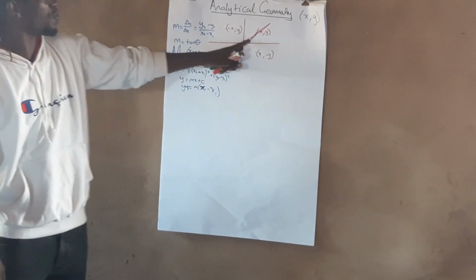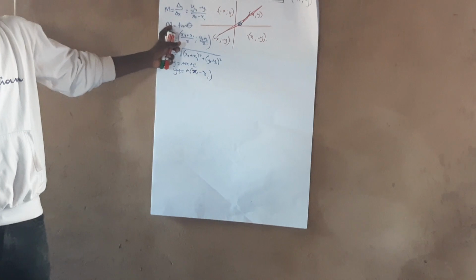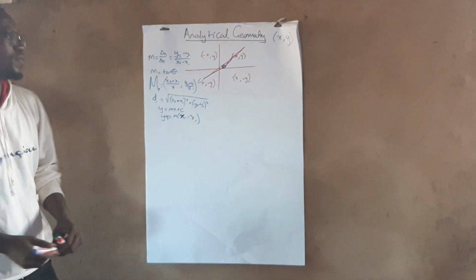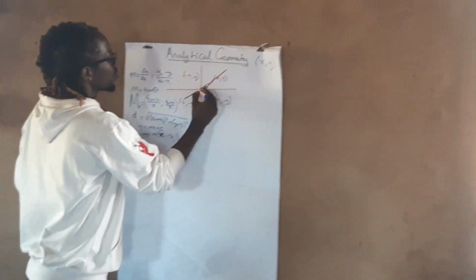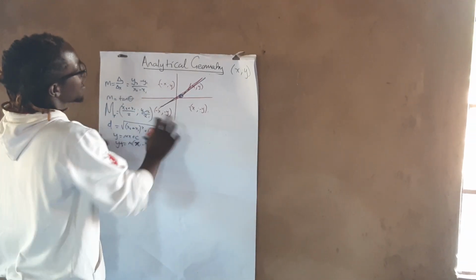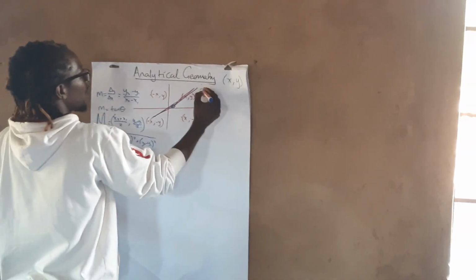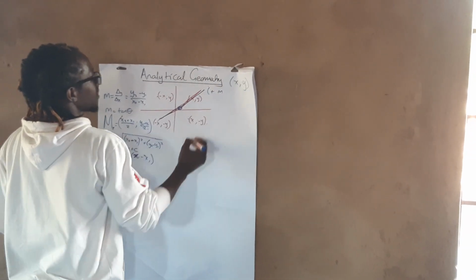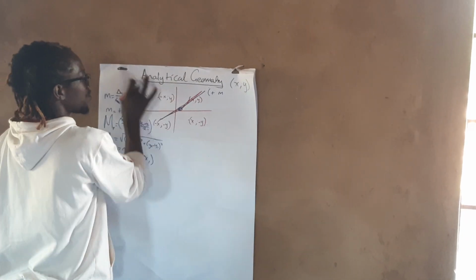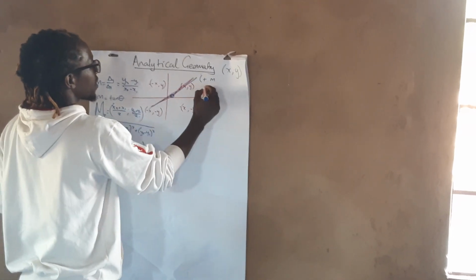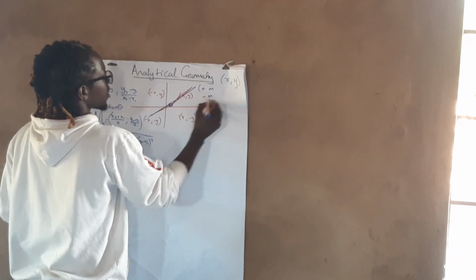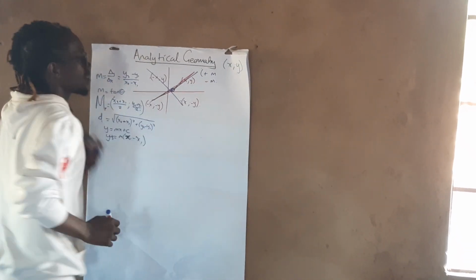The angles of inclination, we're using what? Tan theta is equal to what? The gradient of this line, right? So we know that if this line is moving from left to right, we are having a positive gradient. If it is moving from right to left, we are having the what? Negative gradient, if our line is like this.